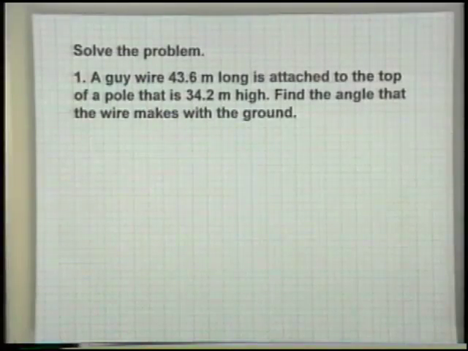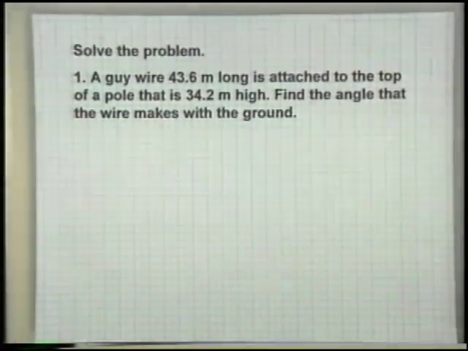In this lesson, we'll use our knowledge to solve right triangles to work some application problems. We'll start off by looking at a problem. The directions usually say solve the problem.